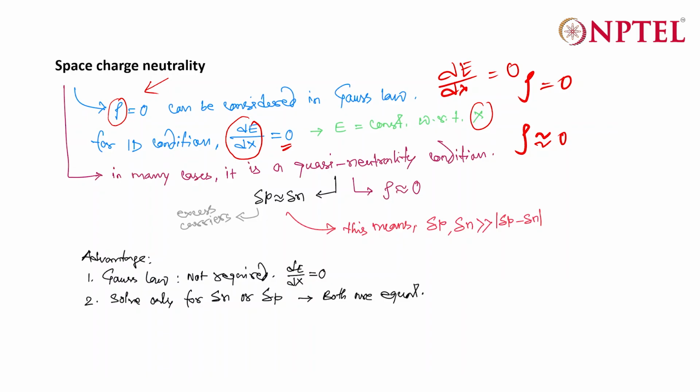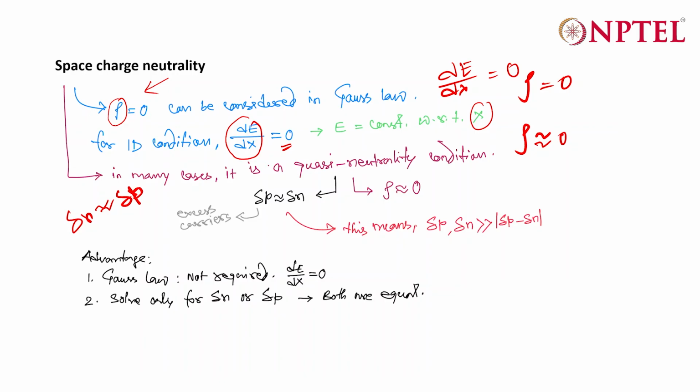So in the quasi-neutrality condition, you consider that the value of rho is very, very small and approximately equal to 0. And in such a case, you also have the concentration del n approximately equal to del p. So the excess carrier concentration is also approximately equal for both electrons and holes.